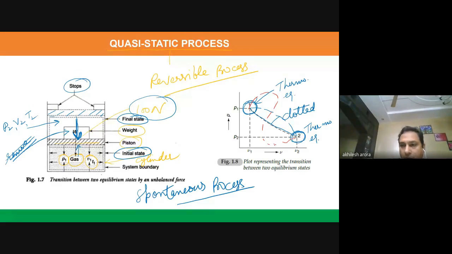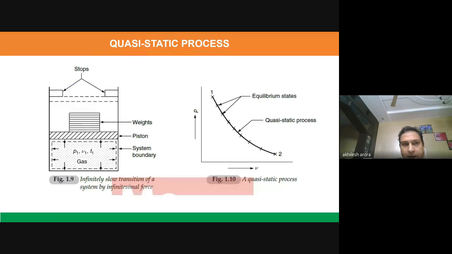Okay, because I do not know what the intermediate states are. Because this is a spontaneous process, it is not a reversible process, and not a quasi-static process. If you see the name of the process, static means stationary, and quasi means almost. So quasi-static means an almost stationary process.